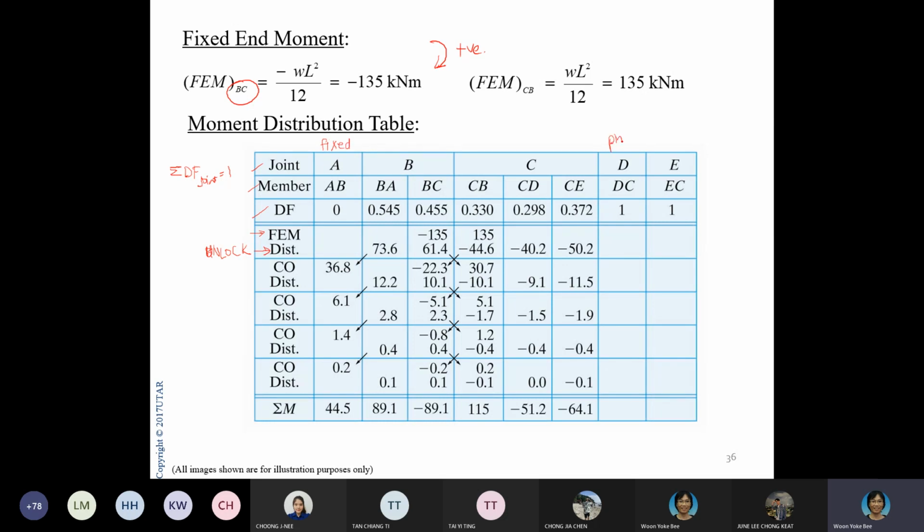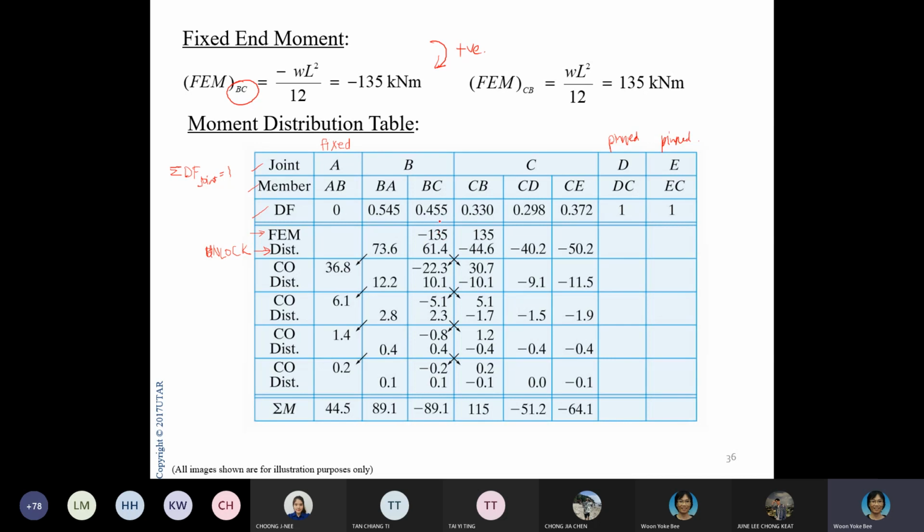D is pin. This is pin. You will notice that there was nothing here, so we left it as blank. Okay. So here, when I unlock joint B, the unbalanced moment is 135, right?